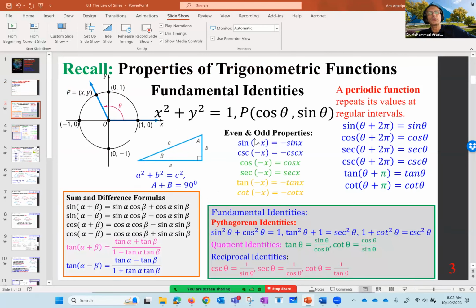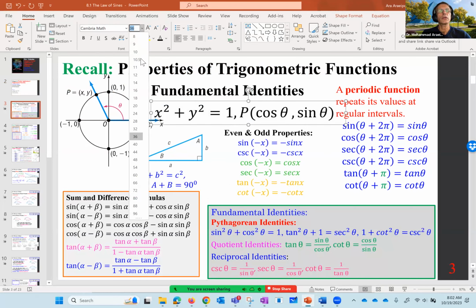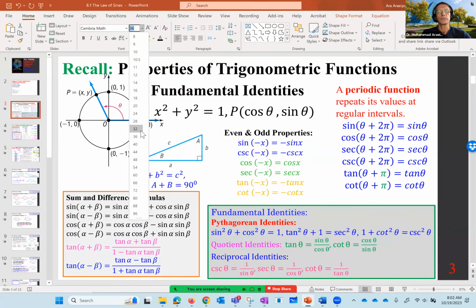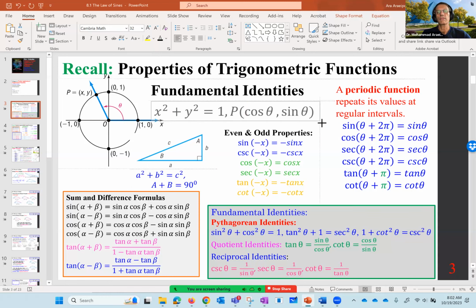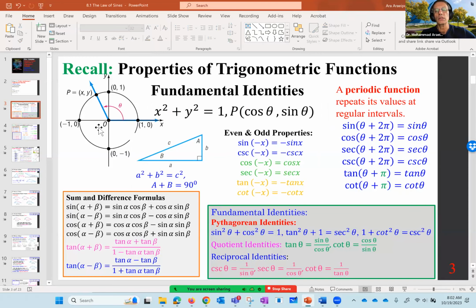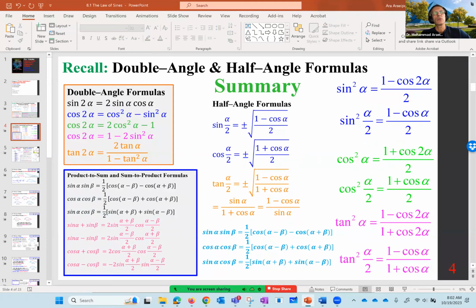So we looked at properties of trigonometric functions, fundamental identities. And these are fundamental identities we have seen many times before, okay? Whether we are dealing with a unit circle, sum and difference formulas, even and odd properties, the fact that trig functions are periodic functions. We look at double angle, half angle formulas.